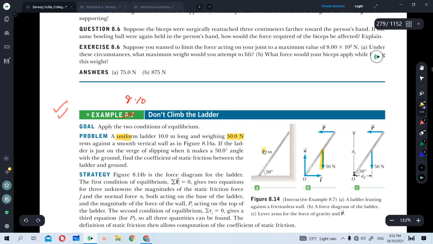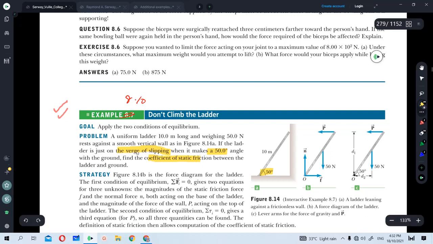Kalau panjang dia 10 meter, maka jarak ini 5 meter. Next is, if the ladder is on the verge of slipping and the angle is 50 degree with the ground, find the mu, coefficient of static friction between the ladder and the ground.